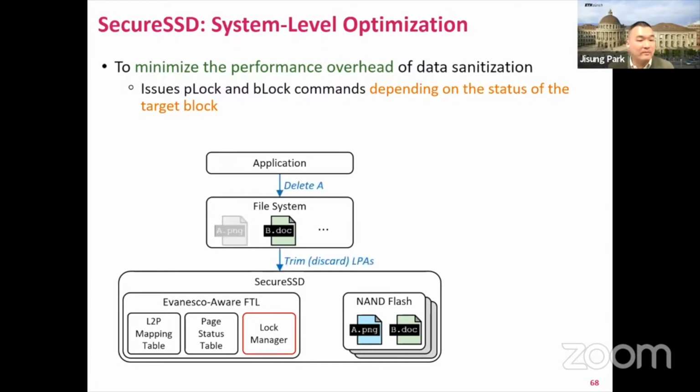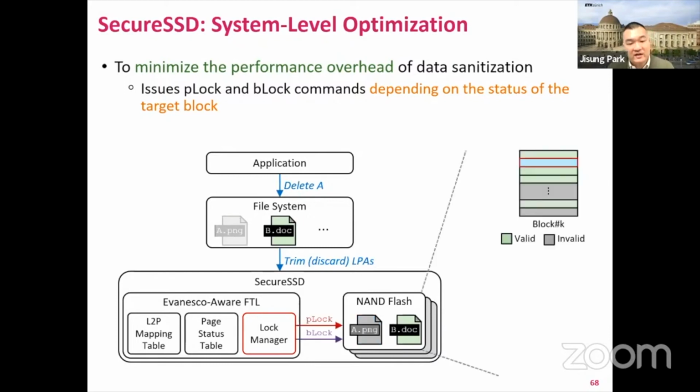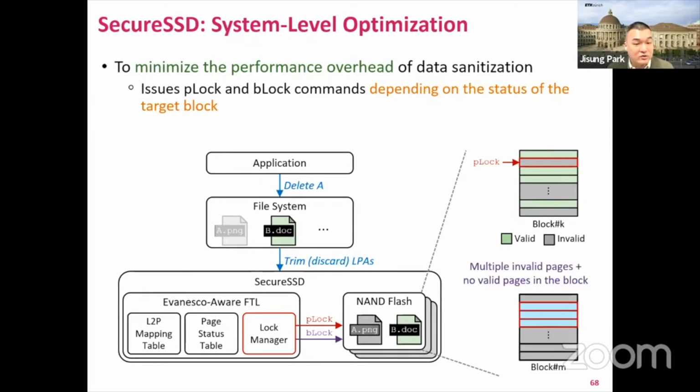So first, the log manager inside the SecureSSD issues PLOC and BLOC commands depending on the target block's status. If the target block has many valid pages, it issues a PLOC command for each individual page to sanitize. However, if the target block has no other valid page, but only invalid pages to invalidate, it issues a BLOC command to sanitize multiple pages at once.